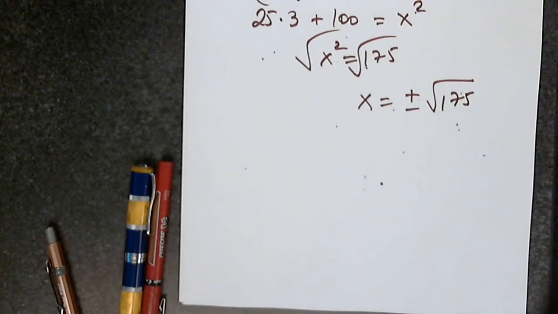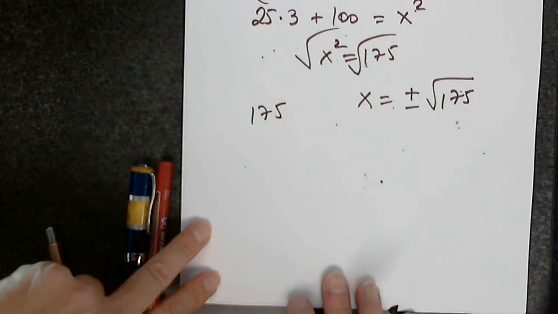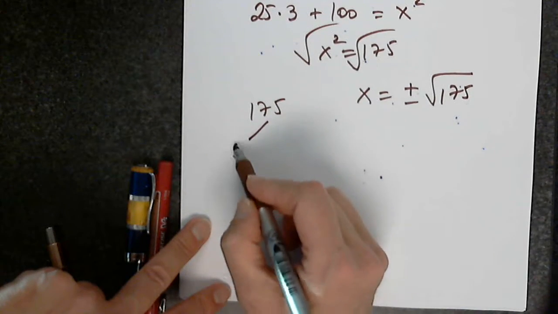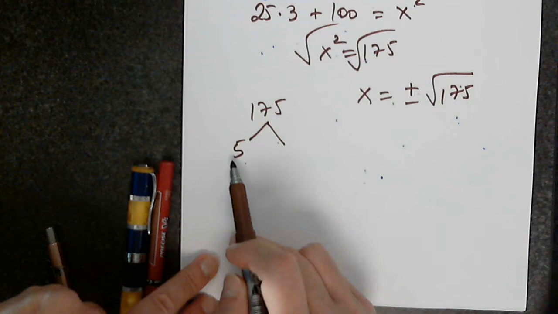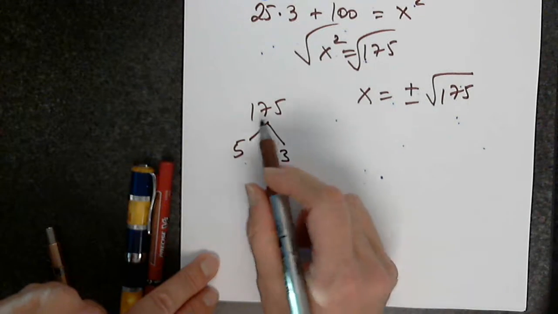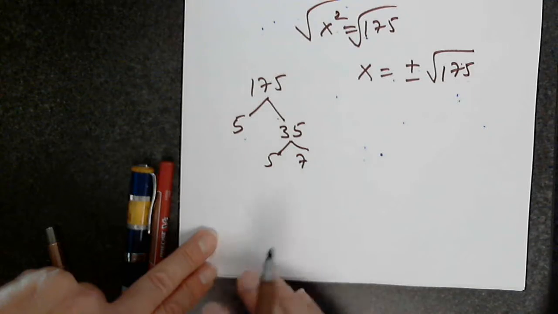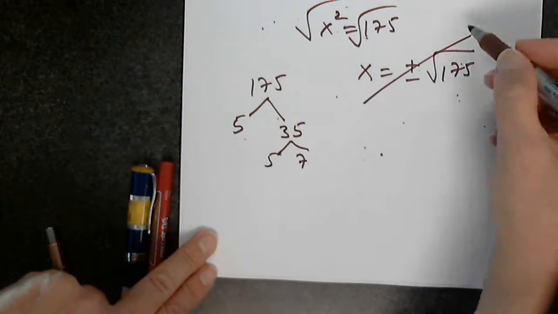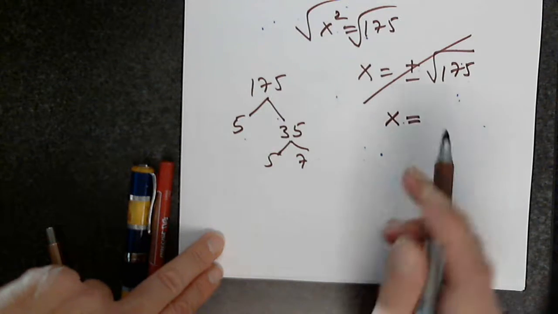I have to simplify that. So I take 175 aside. I see it ends in 5, so it must be divisible by 5. 175 divided by 5 is 35, and 35 divided by 5 is 7. So 5 and 5 and 7. So then, of course, I will not accept both. So the simplified form will be x equals.